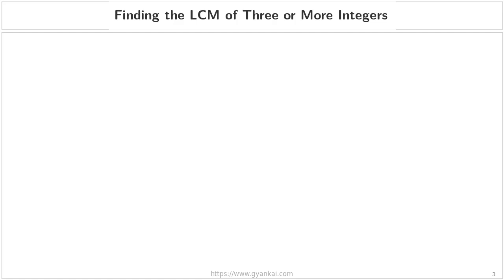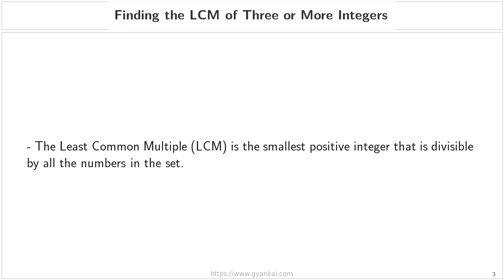Finding the LCM of 3 or more integers. Now that we have mastered how to find the highest common factor, let's shift our focus to the other side of the coin, finding the least common multiple, or LCM. By definition, the least common multiple is the smallest positive integer that can be divided by every single number in your set without leaving any remainder.